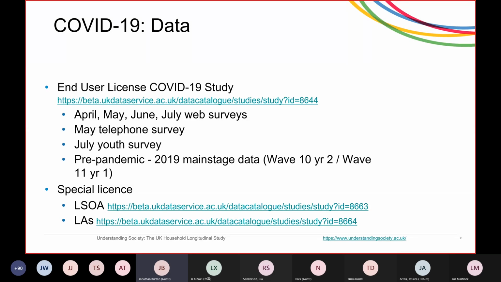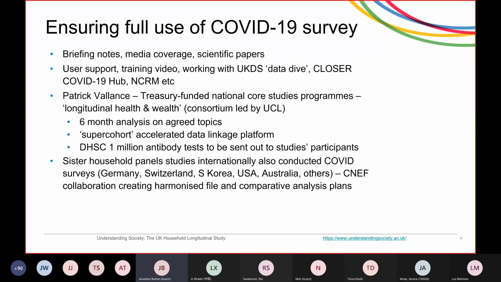And this is quite useful because otherwise wave 11 data wouldn't be released until 2021, but this gives people a chance to do more longitudinal analysis. And there's also special license data where you can link to low and super output areas or local authorities. And as well as the COVID survey and the data, we're trying to encourage full use of the COVID survey.